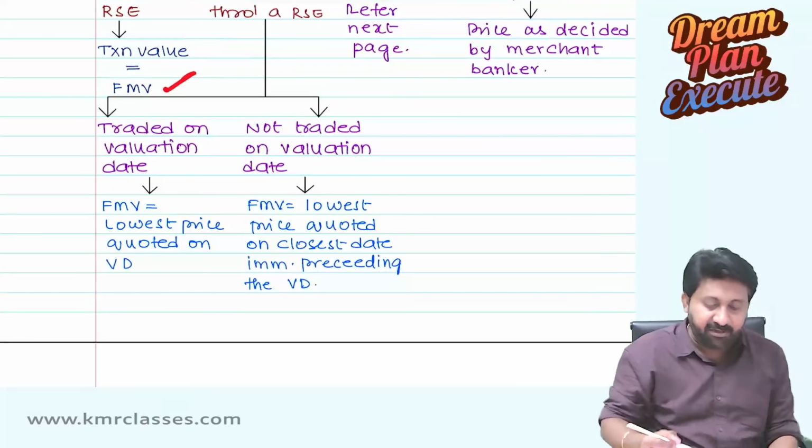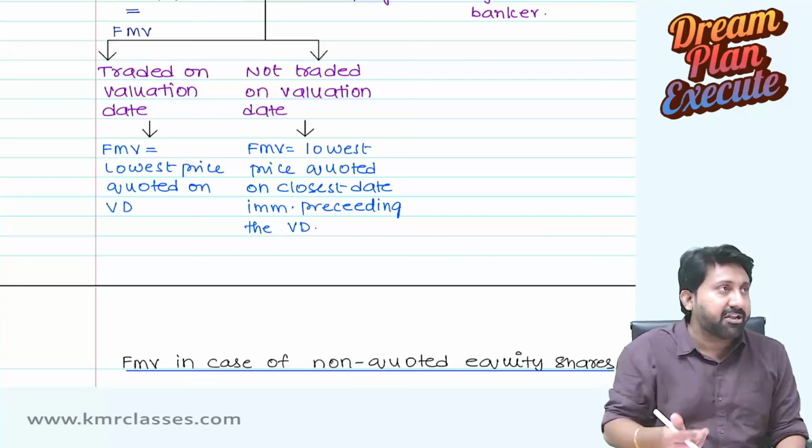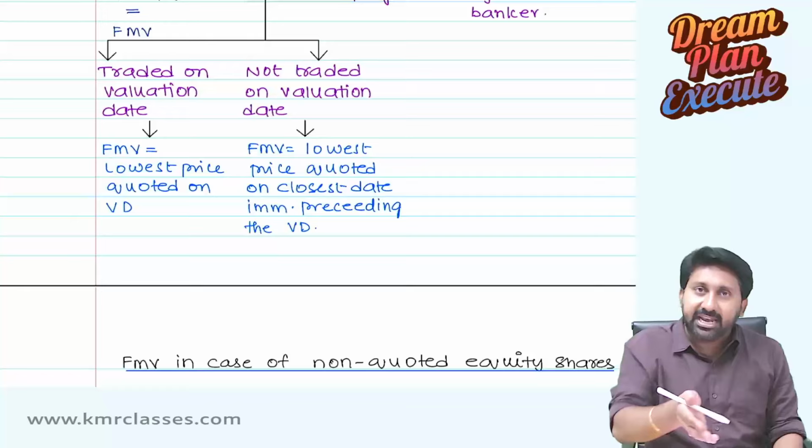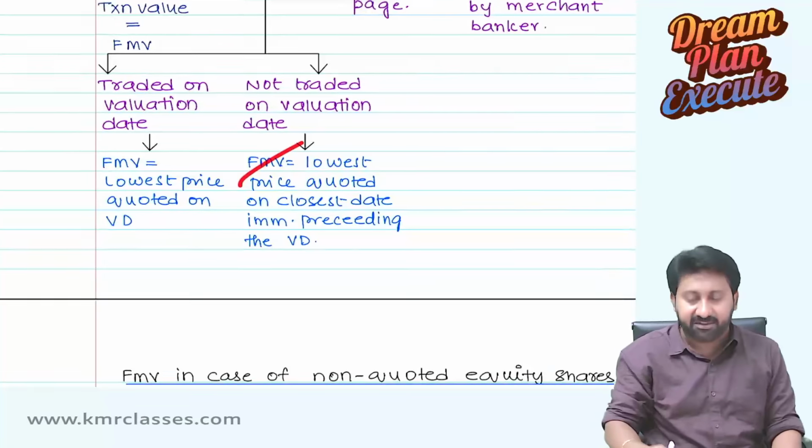So to start: shares and securities, quoted, acquired through the RSE. The transaction value will be considered as FMV. Next, shares and securities, quoted, acquired other than through the RSE. Are they traded on the valuation date? Yes. The lowest price quoted on the RSE on that valuation date should be considered. Sir, the lowest price is not available on that day; trade has not happened on the valuation date. Okay, in that case, the latest day before that will be taken, and that day's lowest price will be taken as FMV.